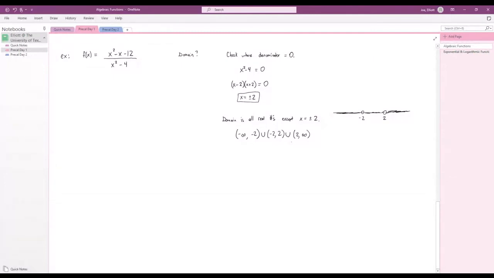Okay, so that's good. So for the domain, we checked where the denominator was 0. Is there anything special about the numerator being equal to 0?